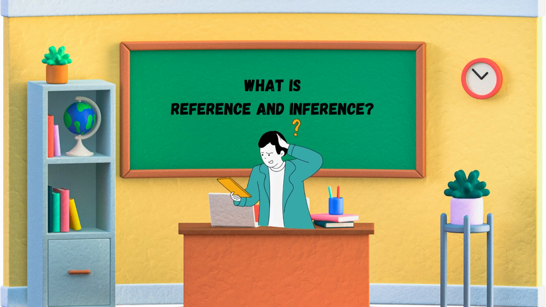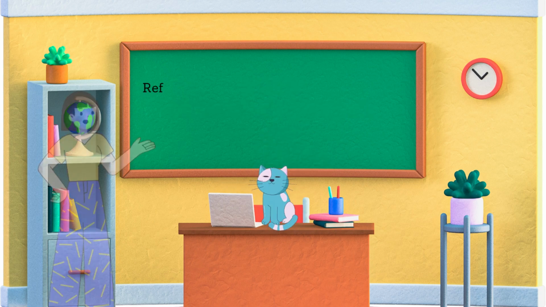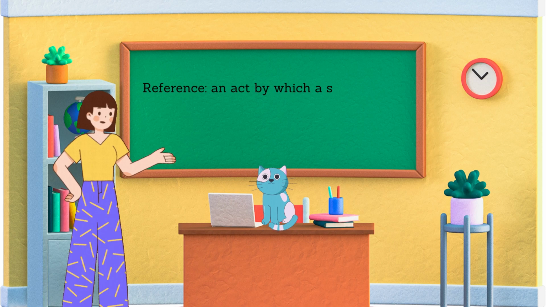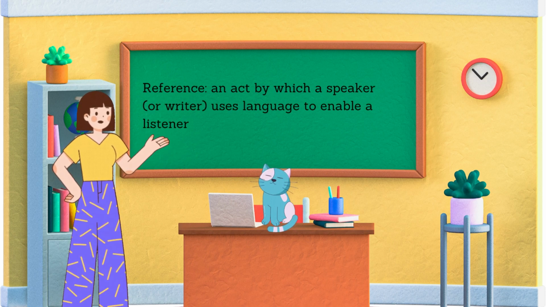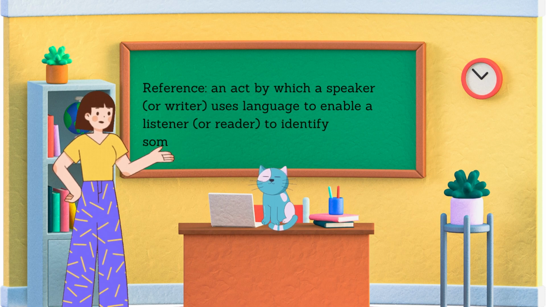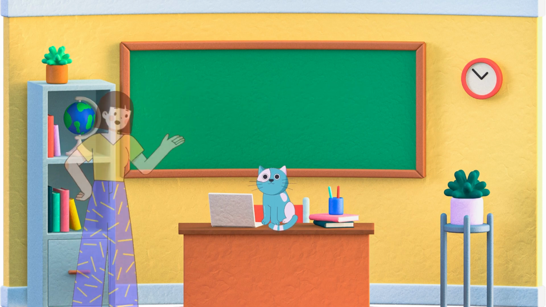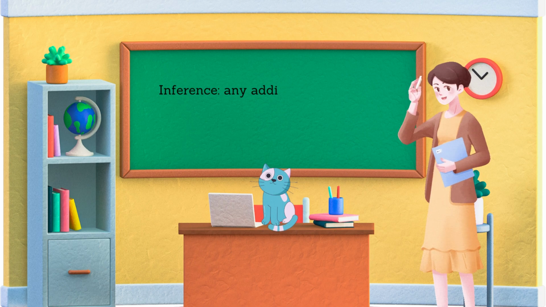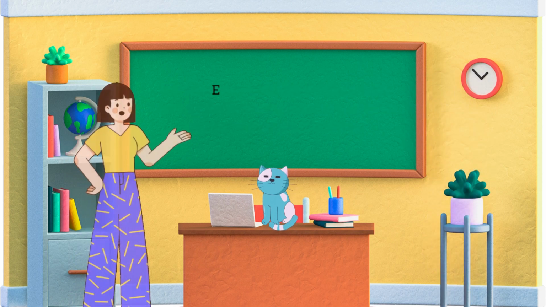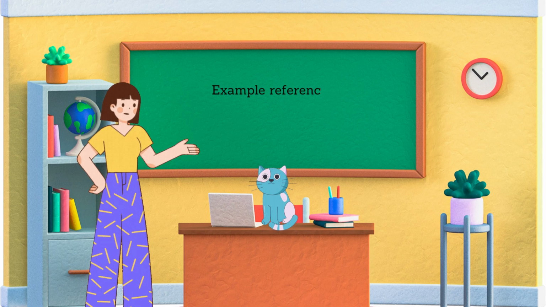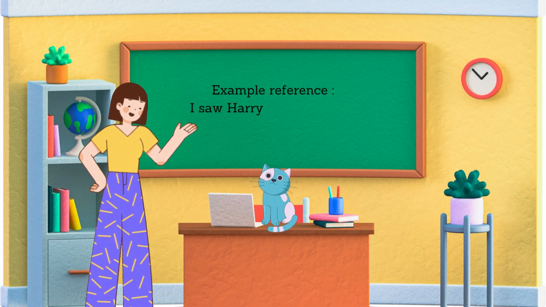What is reference and inference? According to Yule, reference is an act by which a speaker or writer uses language to enable a listener or reader to identify something. An inference is any additional information used by the listener to connect what is said to what must be meant. Example for reference: I saw Harry here yesterday.